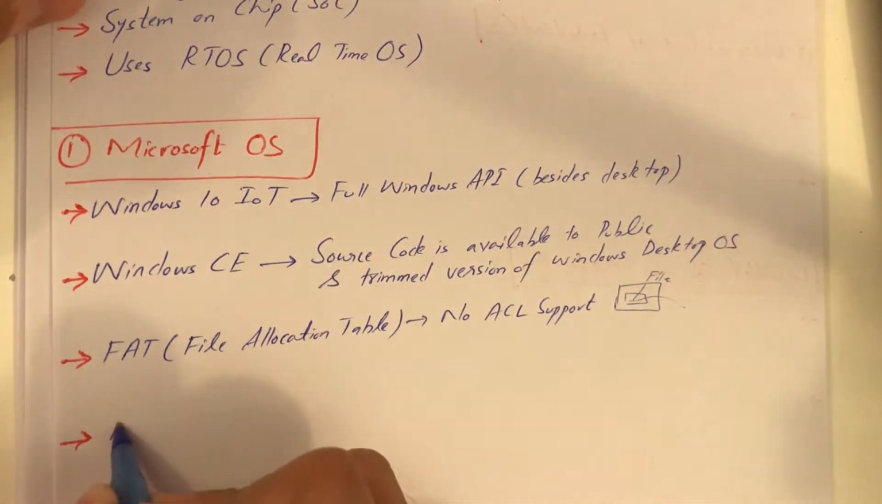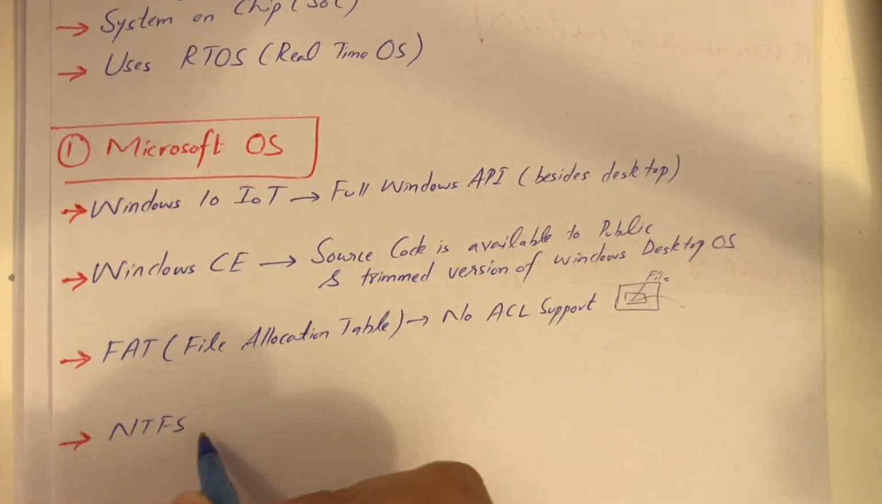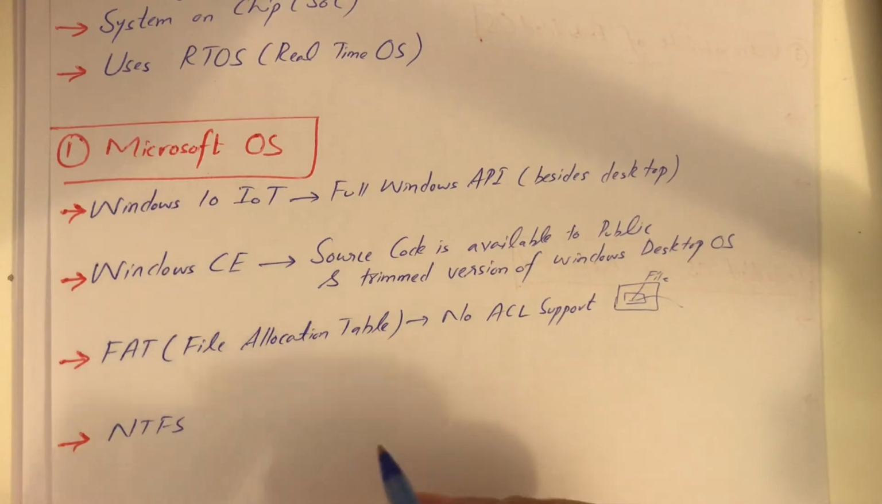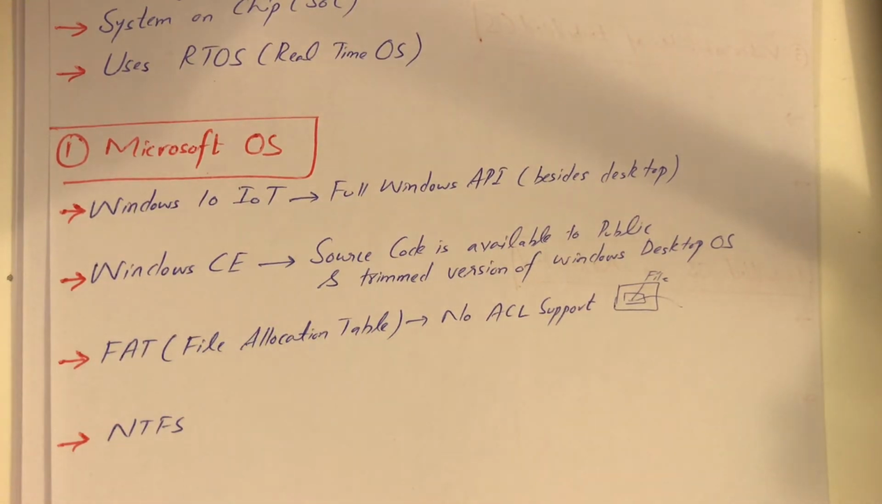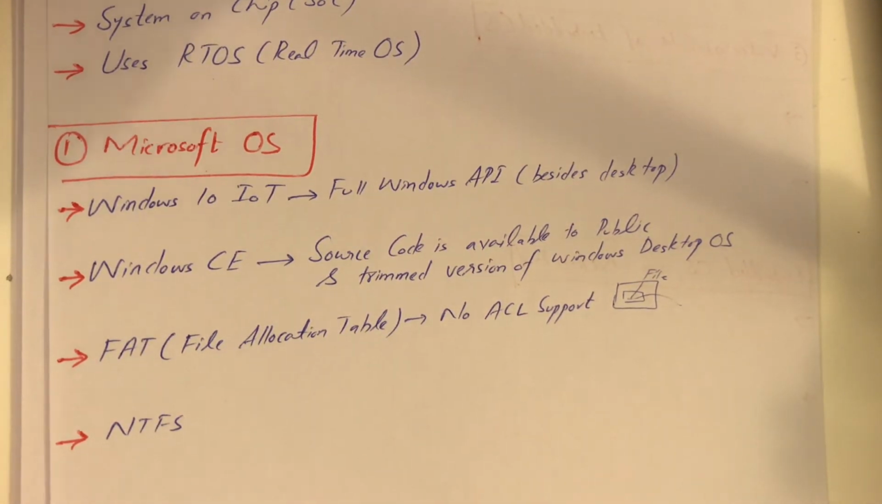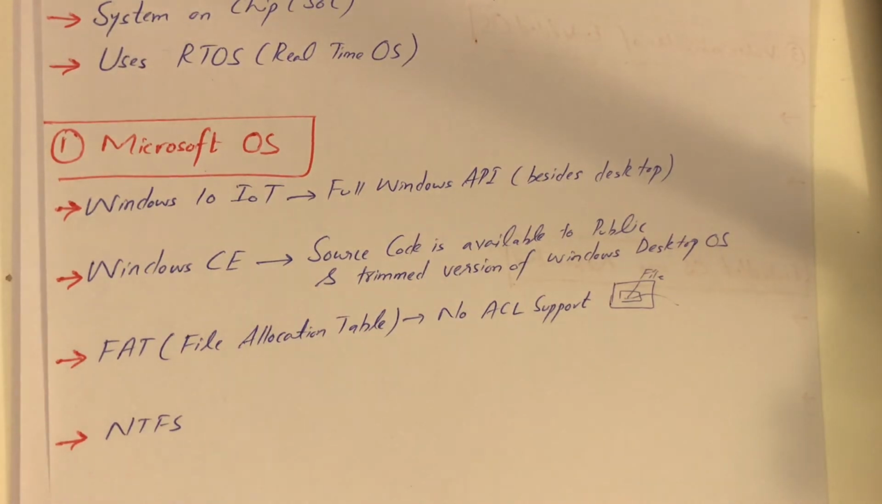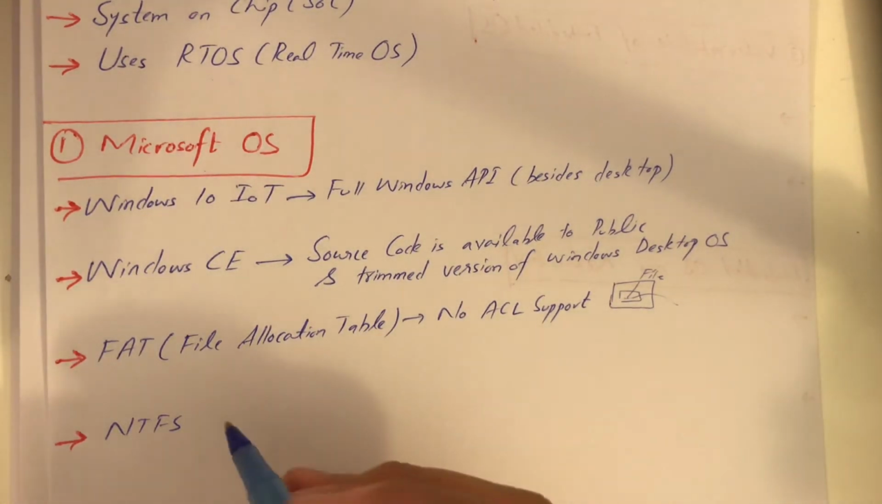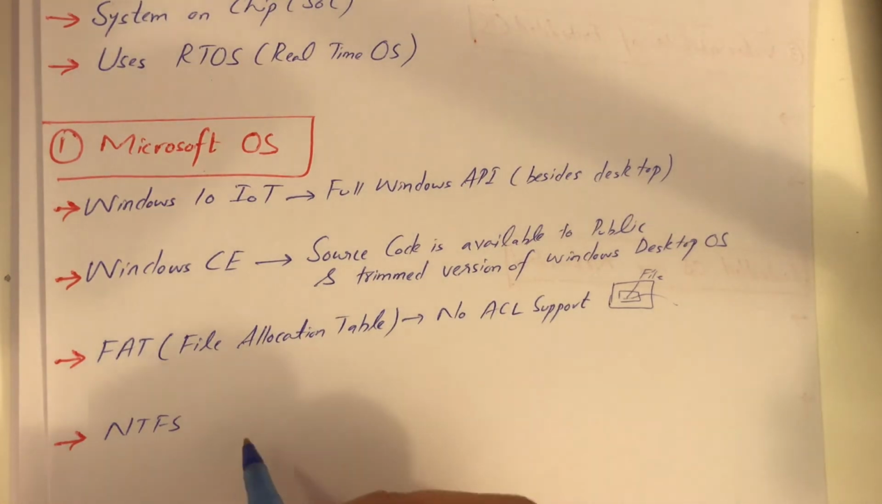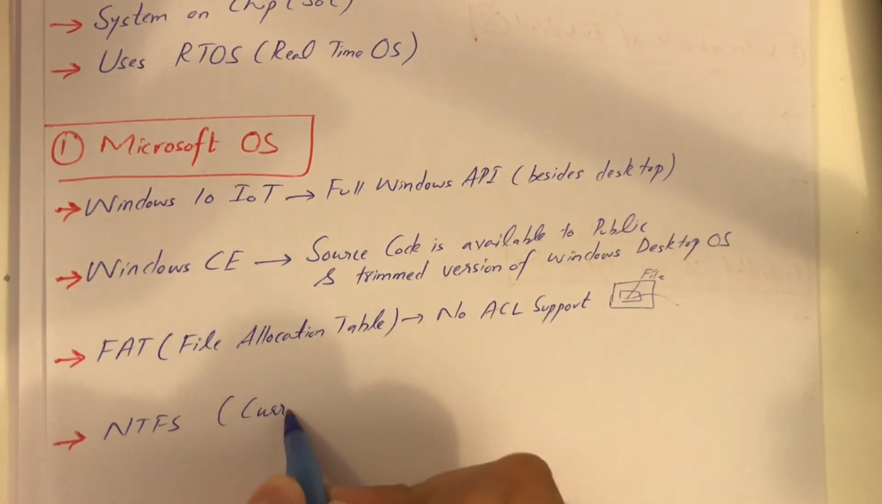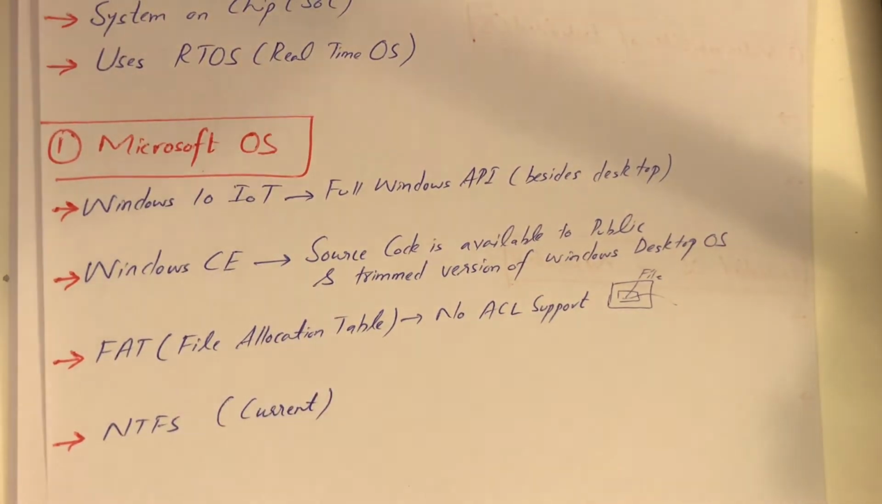Nowadays, what we use is NTFS, New Technology File System. This is what we use in Microsoft, including Windows 10 IoT and even your Windows 10 desktop operating system. So New Technology File System is basically what we currently use. So this is currently in use.